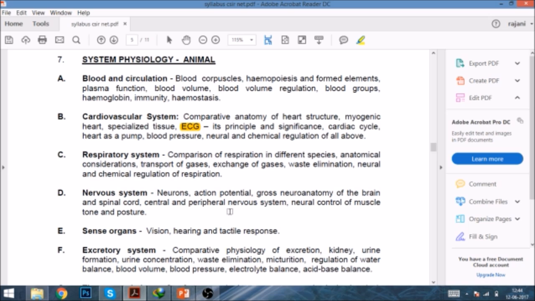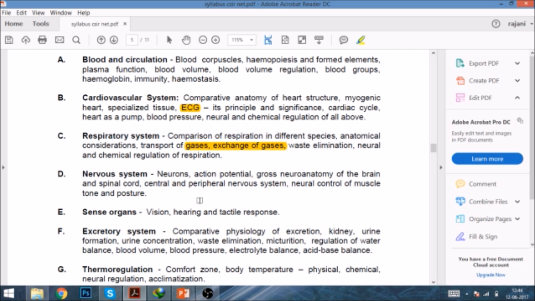Next come the respiratory systems: how the exchange of gases takes place, and what the role of hemoglobin is in the exchange of gases. Go through this. In the nervous system, go through the action potential of neurons, and how acetylcholine and calcium ions are involved during the transmission of nerve impulses from axons to neurons, dendrites. So go through this.